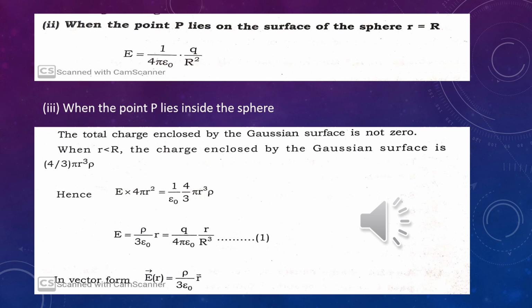So the flux E into area, that is E into 4 pi r squared, is equal to 1 by epsilon 0 into the net charge, that is, 1 by epsilon 0 into 4 by 3 pi r cubed into rho. That is the application of Gauss's law. From that we can write E is equal to rho by 3 epsilon 0 into r, and converting rho, that is equal to q by 4 pi epsilon 0 into small r by capital R cubed, and its vector form has also been shown.